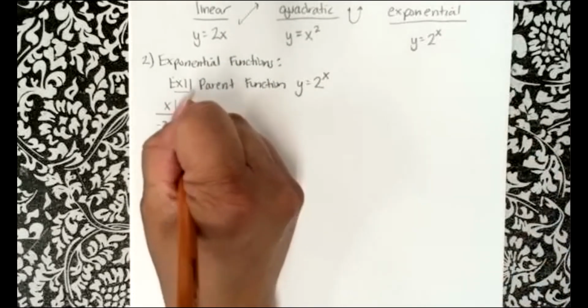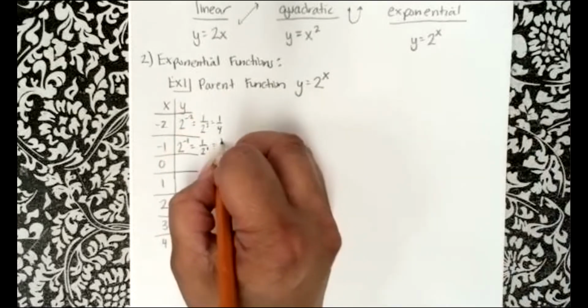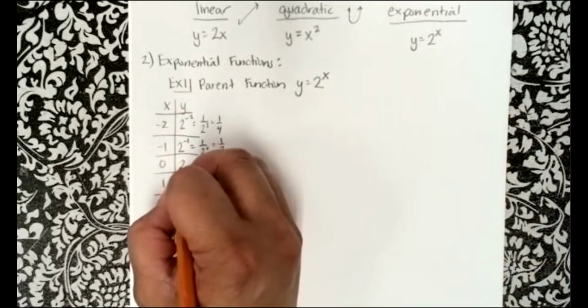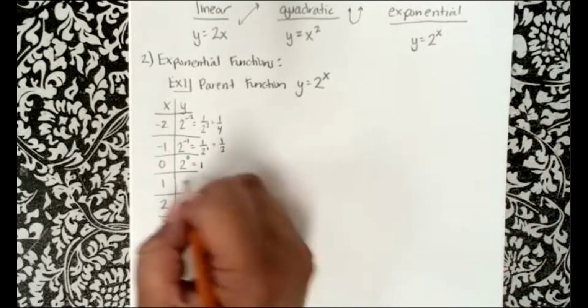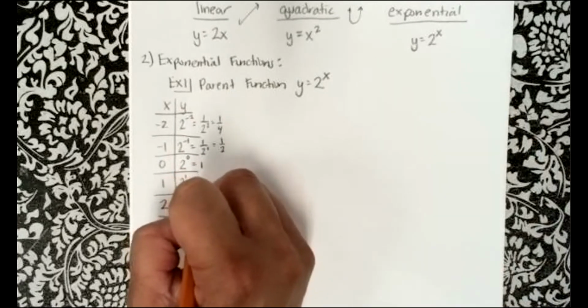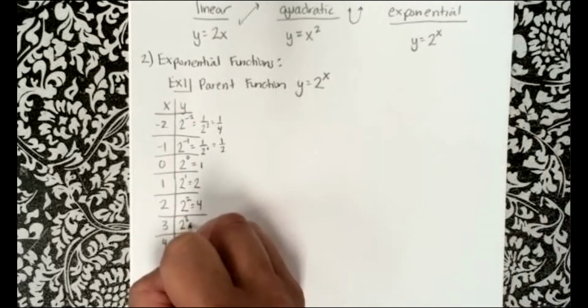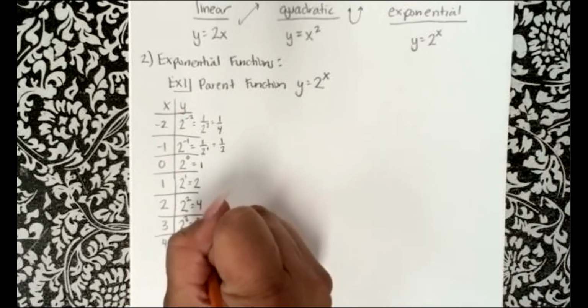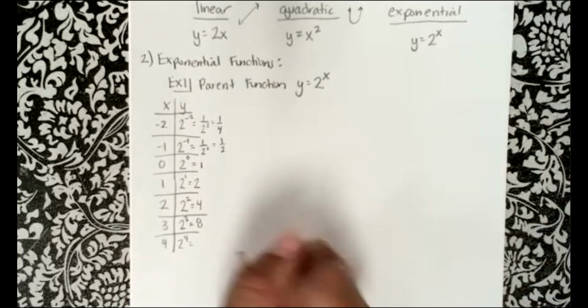Here, this is going to be 2 to the -1 power, which is 1 over 2 to the +1, which is just 1/2. 2 raised to the 0 power. Anything raised to the 0 power equals 1. 2 to the 1 equals 2. 2 squared equals 4. 2 to the third is 2 times 2 times 2, which is an 8. And then 2 to the 4th power is 2 times 2 times 2 times 2, which is going to be a 16.